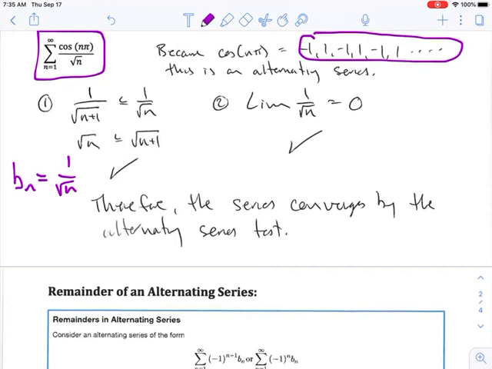And so we have to show that B sub n plus 1 is less than or equal to B sub n.